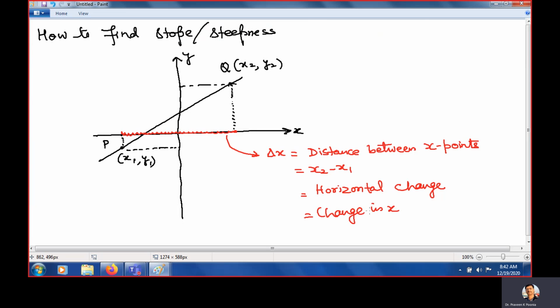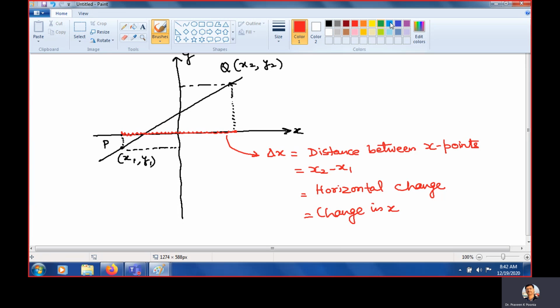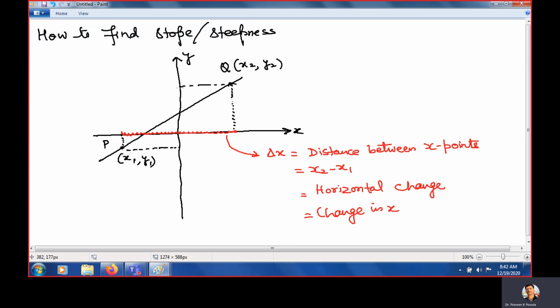Now, if I talk about y, then what is the distance? Y is this one. This distance is denoted by delta y. Delta y means distance between y points.